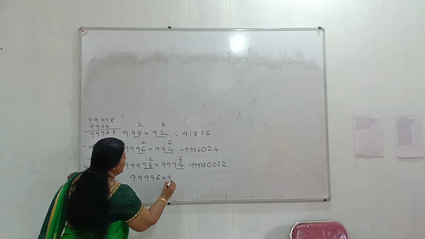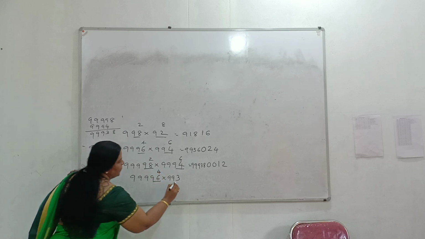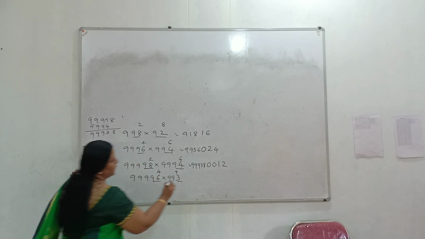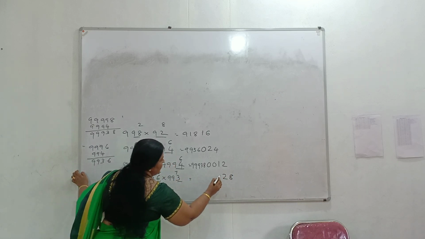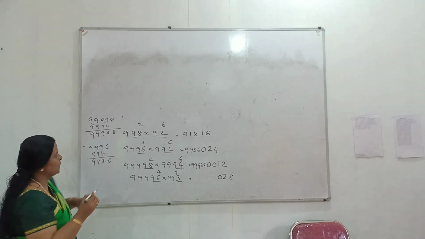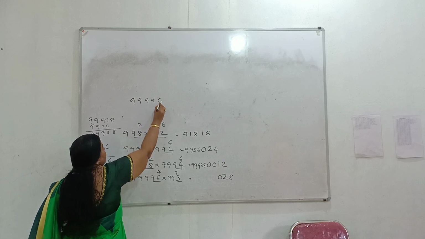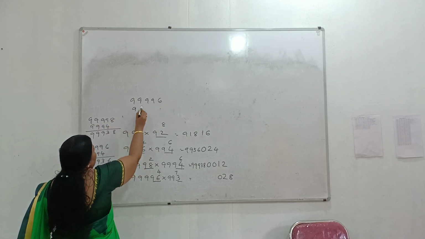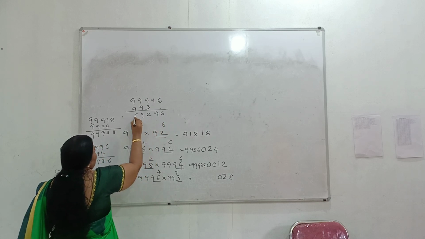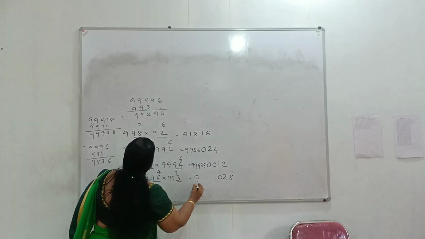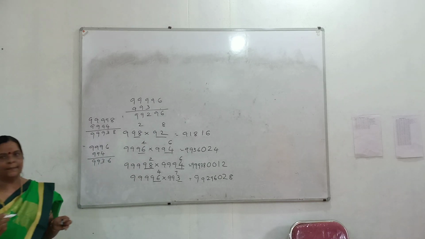Another example is 9996 into 993. Put 4 here, put 7 here. Take the product of 4 and 7, 28. How many zeros? 1 0. Take the sum of these two numbers, 9996 and 993. Sum is 10989. 9925028 is the answer.